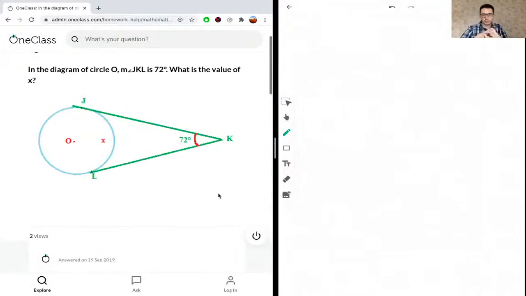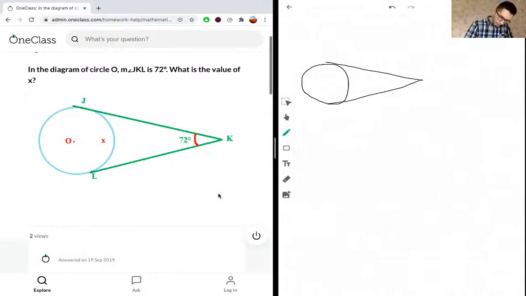So let's redraw the diagram over here to better understand the question. So we have a circle over here. This is a perfect circle. And then we have a triangle, like so. And we have the center of the circle. It's not quite the center. So somewhere over here.